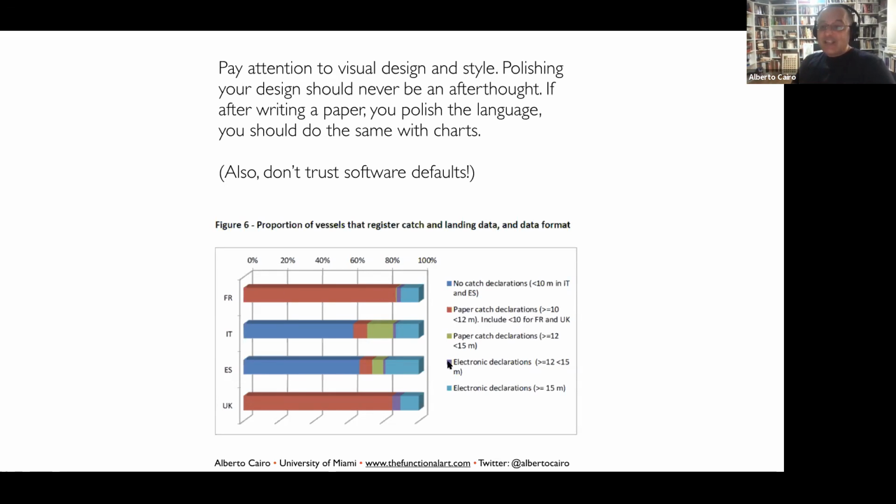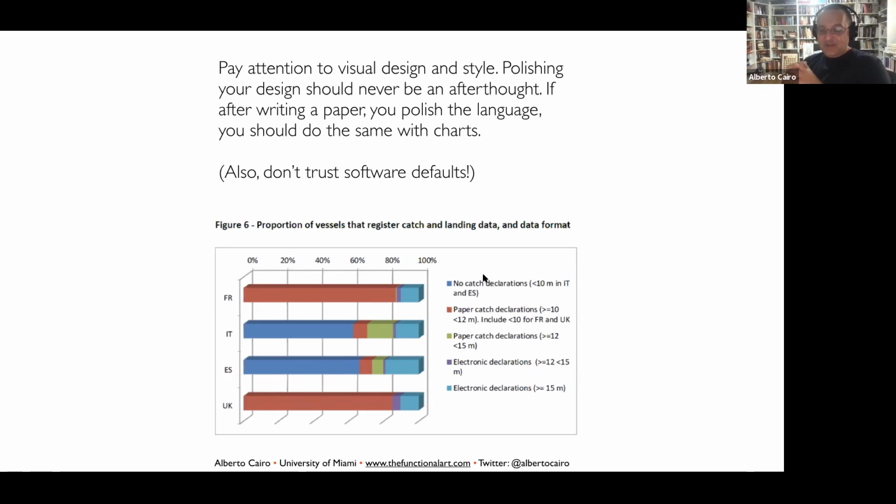This is a graphic that is okay, right? But it has many things that could be changed. So I usually say, try to polish it, try to think about the elements of your chart that don't fulfill any purpose, that have no purpose whatsoever, and eliminate them. And then think about whether you can rearrange text in different ways to make it look a little bit more readable. And also, don't trust software defaults, right?